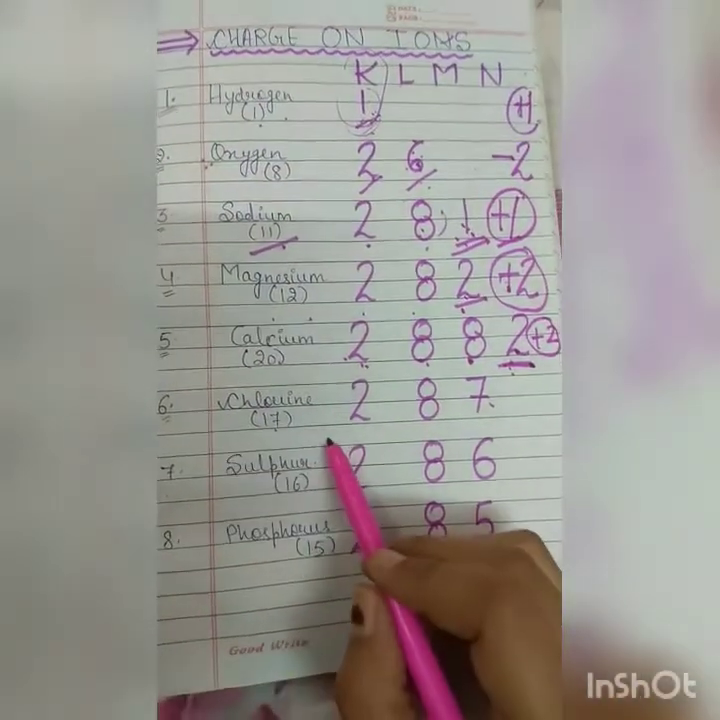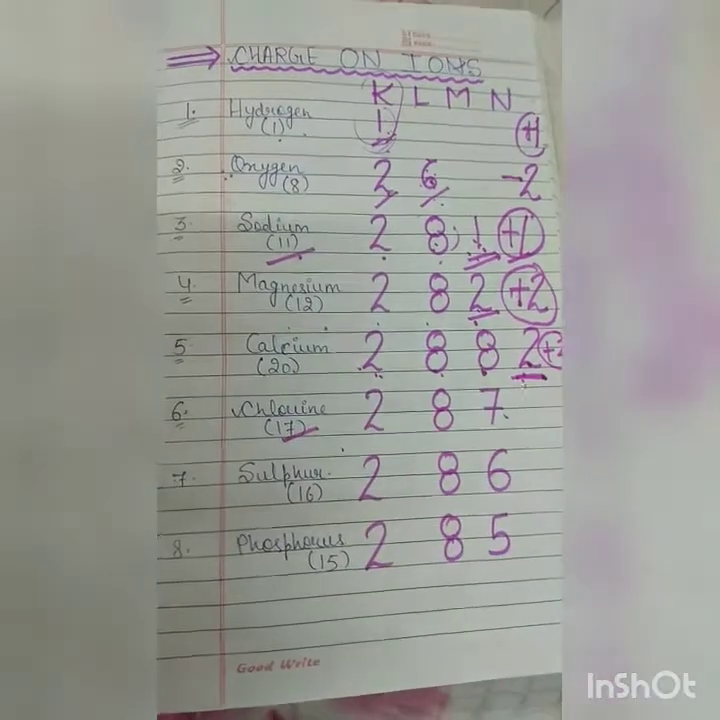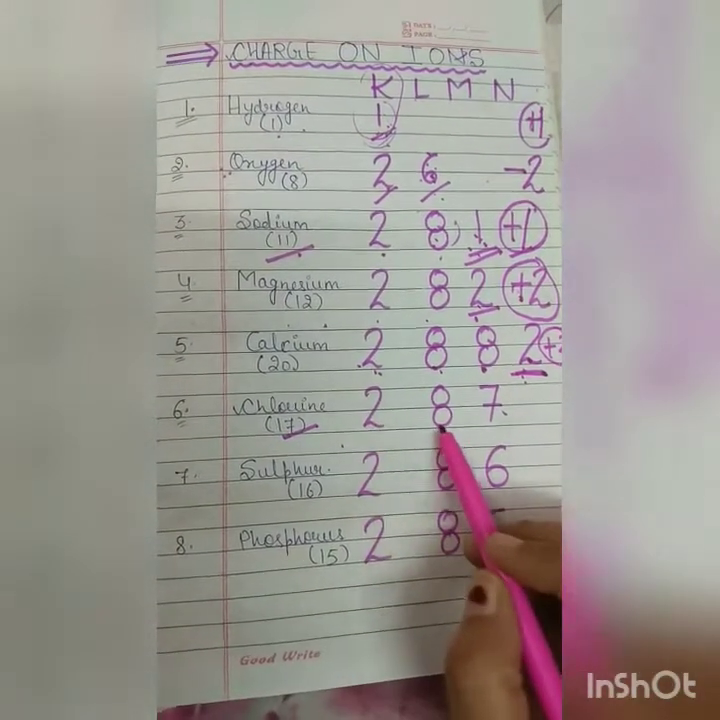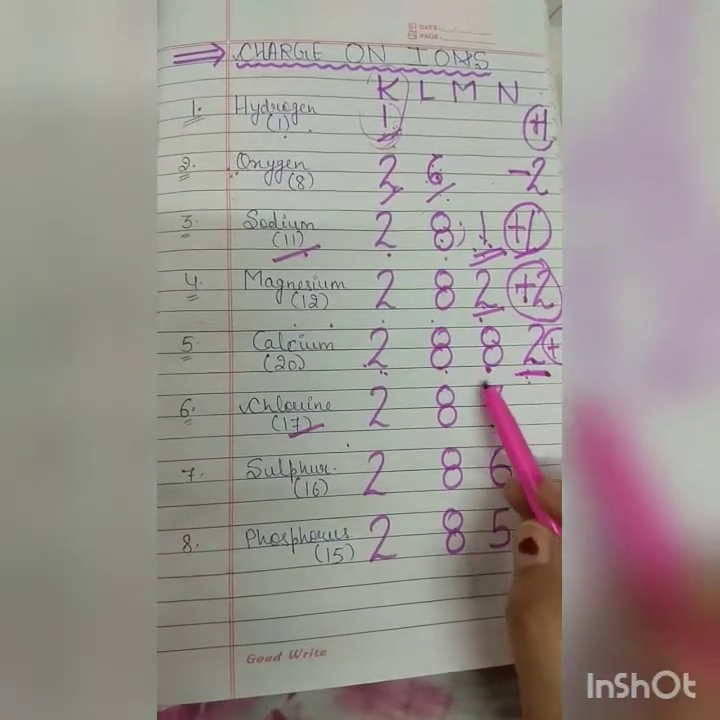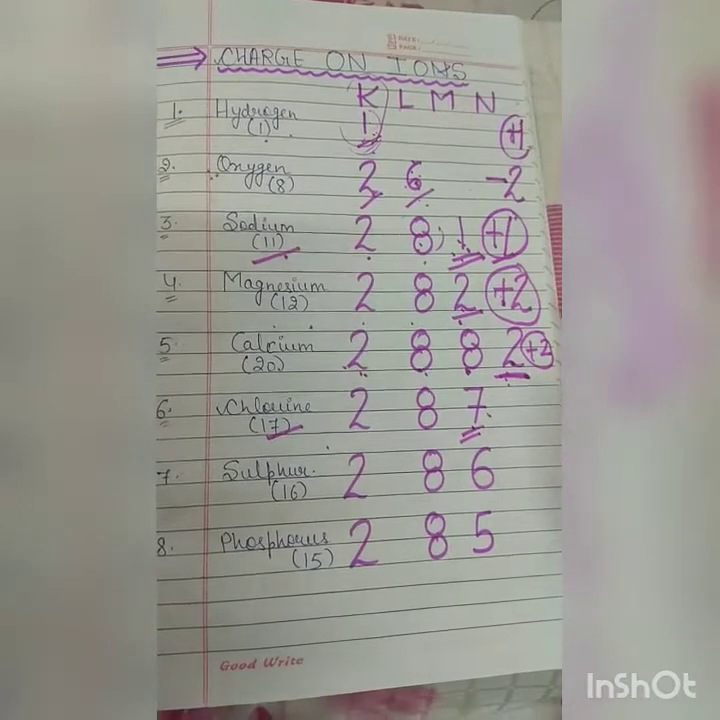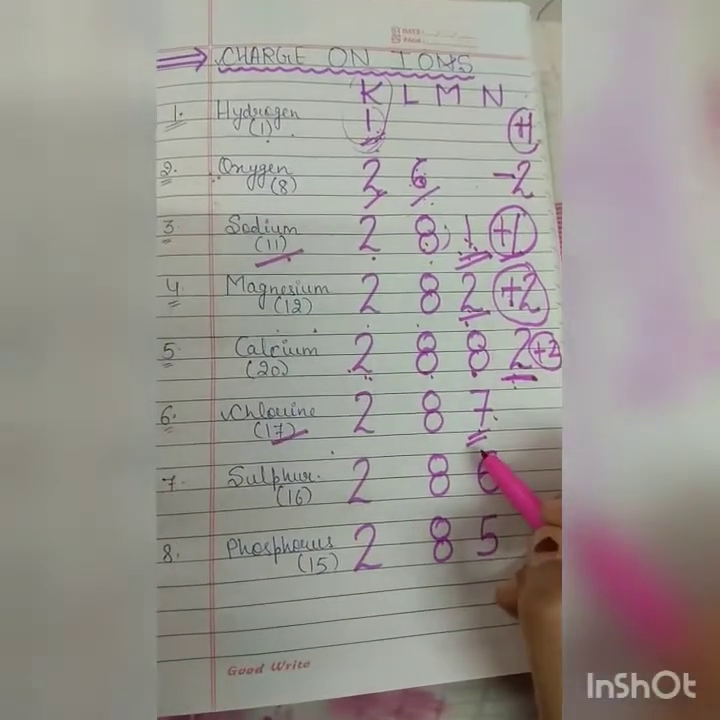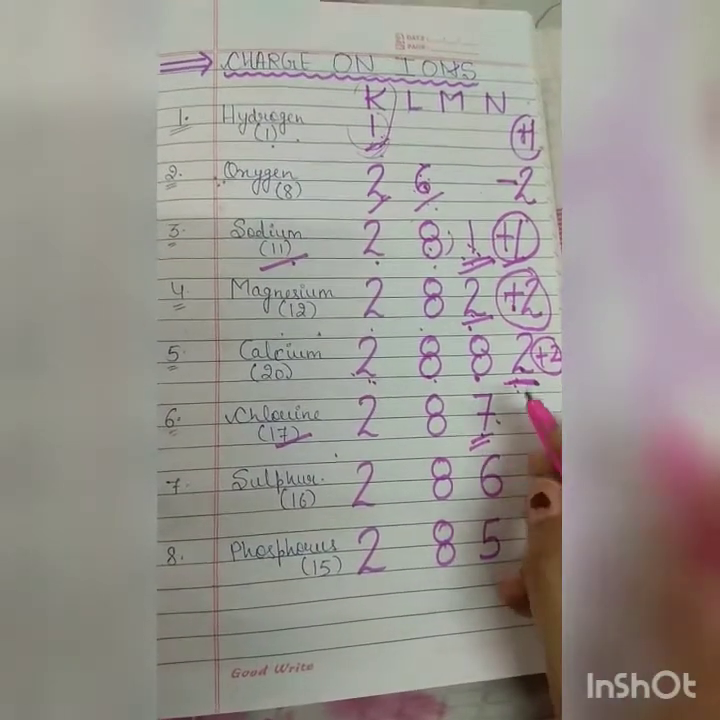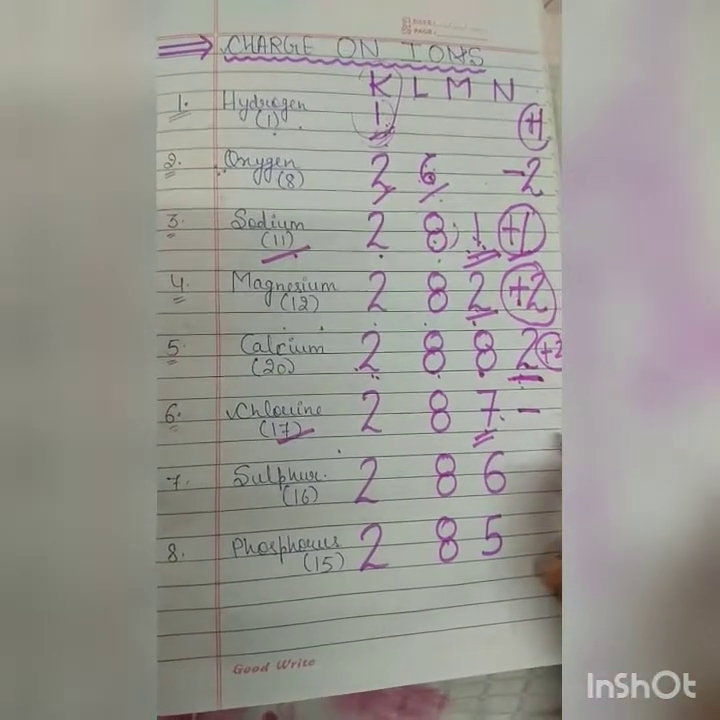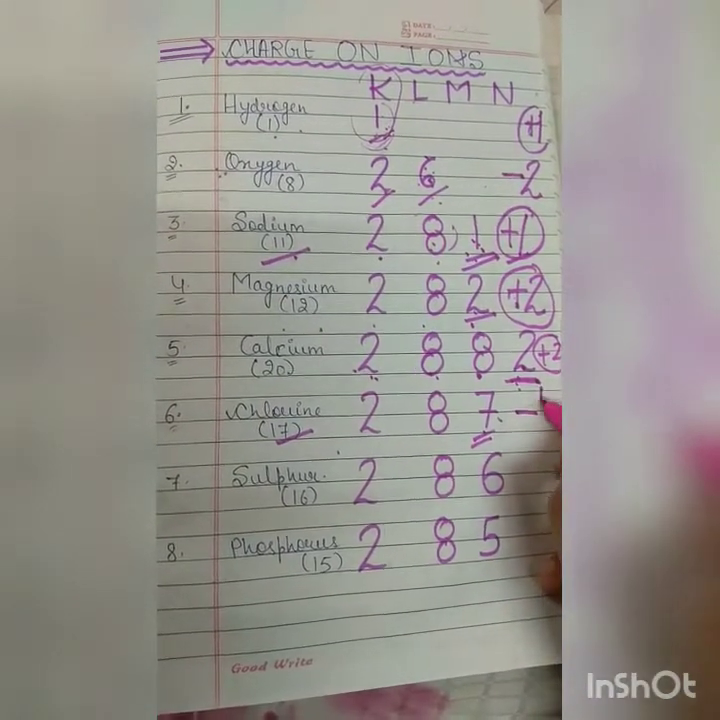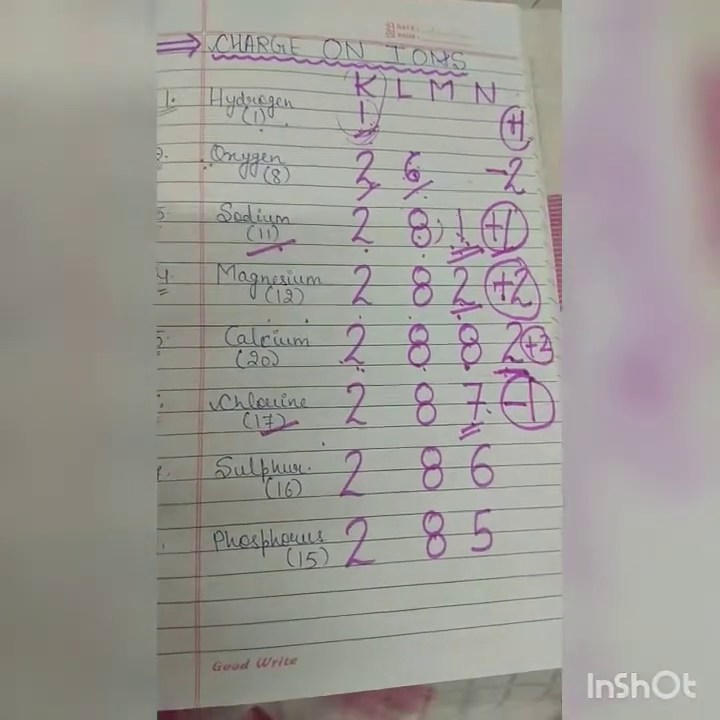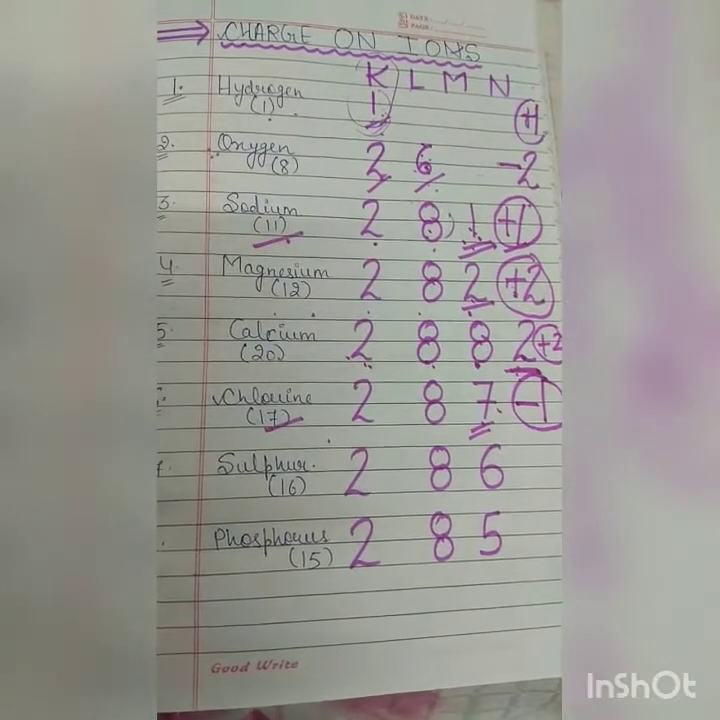Now, chlorine. The atomic number is 17. So we have arranged 17 electrons in different shells. That is 2, 8, 7. In the last shell, as you can see, it requires only 1 electron to complete its octet. So it will gain 1 electron. Okay. And because it has gained the electron, we have to write a minus sign. And how many electrons has it gained? 1. So it will acquire minus 1 charge, which will be the valency of chlorine.